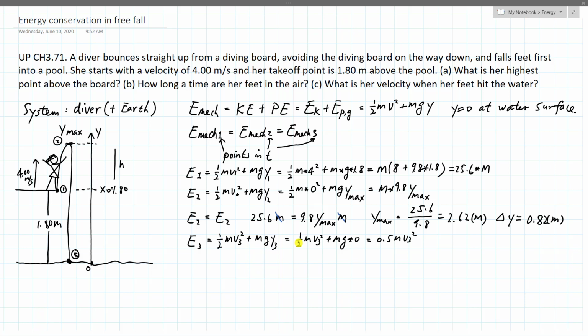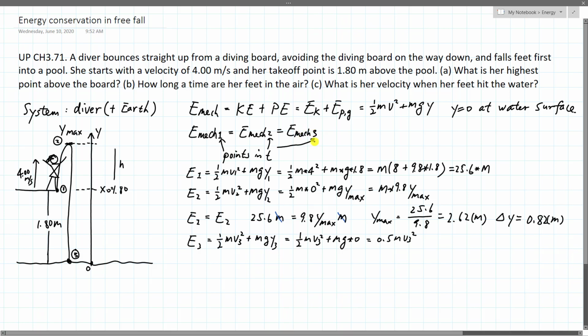Okay, so now we have E3. Here we have E3 equals E2 equals E1. In E1, I like this E1 because it's simplest. Yeah, there's an M, but this is just one number, right? So I'll do E1 equals E3. That's the same as E2 equals E3 because they're all equal. I have my preference because this is simple.